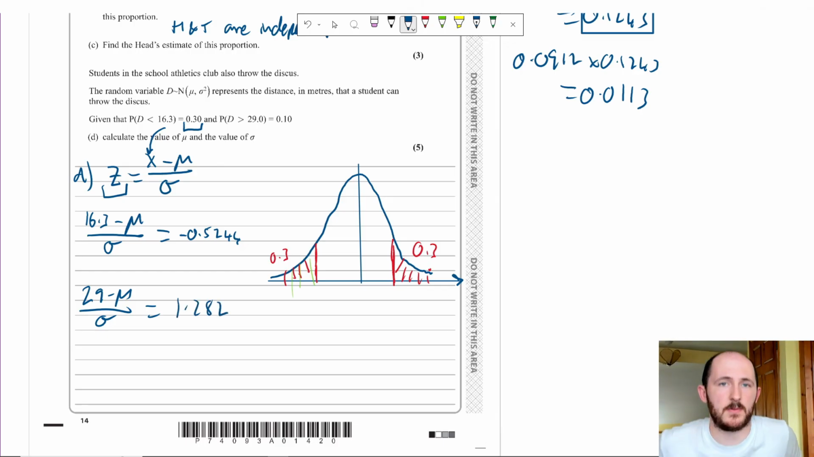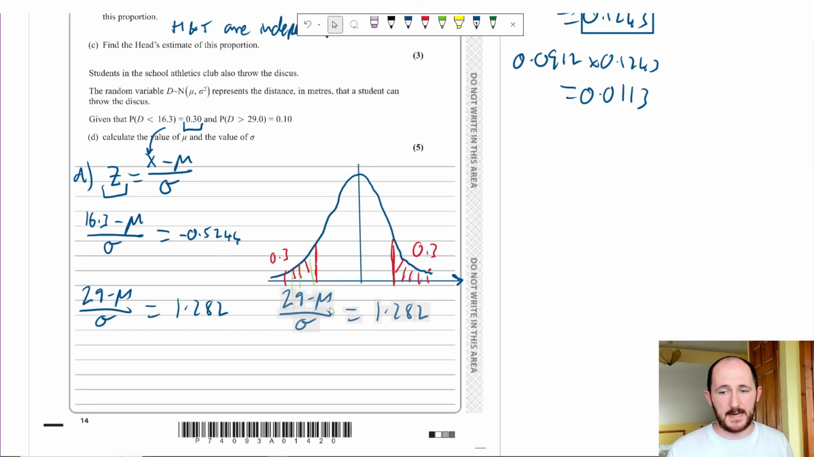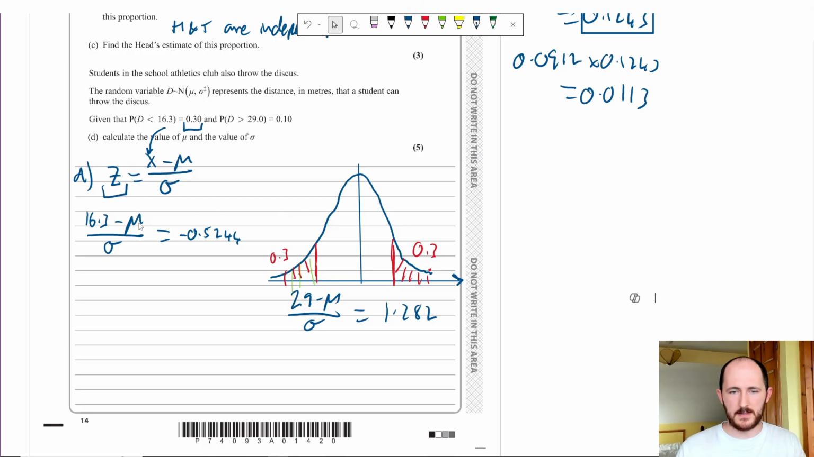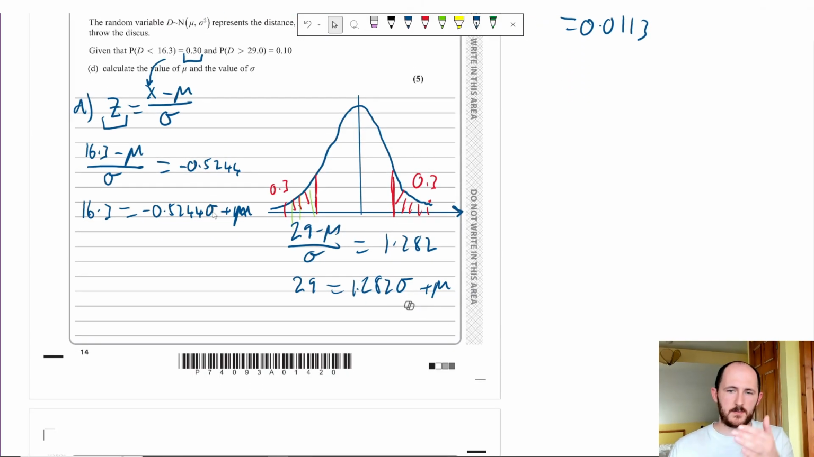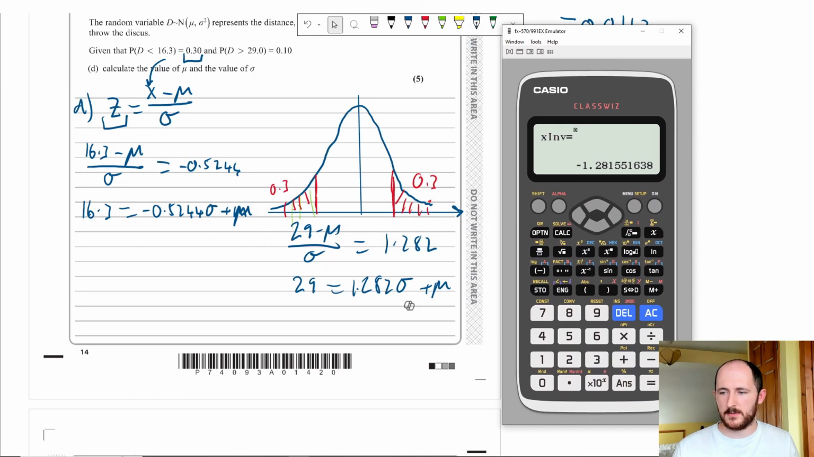And now we just need to solve the simultaneous equations, which isn't as bad as you might think. What I would do is use my calculator to do it. So I'm going to move the sigma over and move the mu over. So we have 16.3 equals negative 0.5244 sigma plus mu. And here we would have 29 equals 1.282 sigma plus mu. Of course, we could just subtract and then work it out the normal way, but I'm going to show you a way to do it on your calculator just because that might be a bit faster for you. Equation/func, simultaneous, two unknowns.